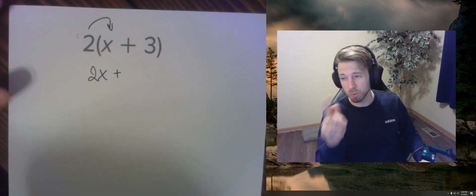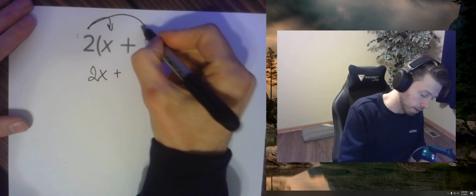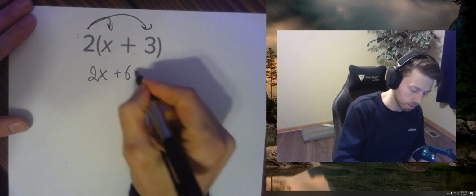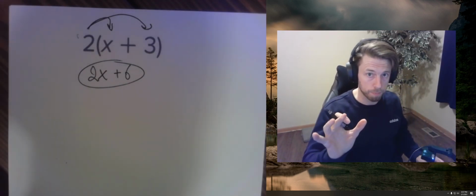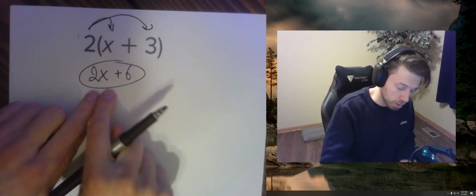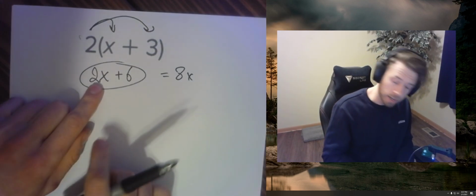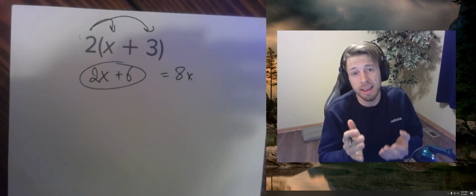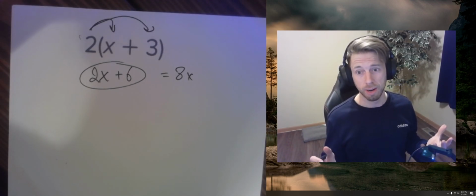Plus, and this one is what people forget a lot of times. They might just bring the 3 down here, but you really have to multiply by both, right? 2 times 3 would be 6. So the answer would be 2x plus 6. And some people would try to add these together. Some people would try to say 2x plus 6 equals 8x. But you're forgetting you can't add numbers and letters together, right?